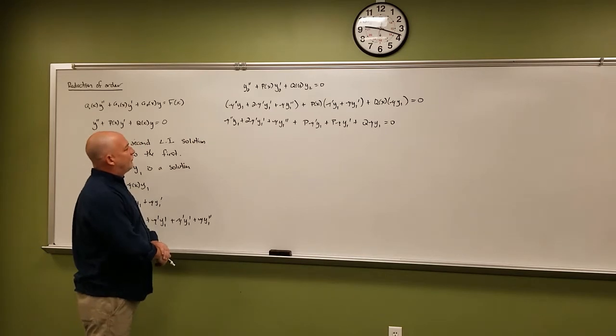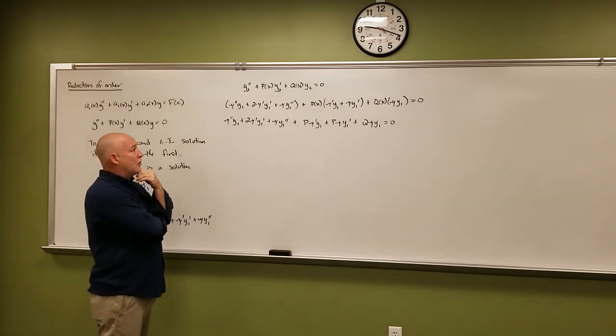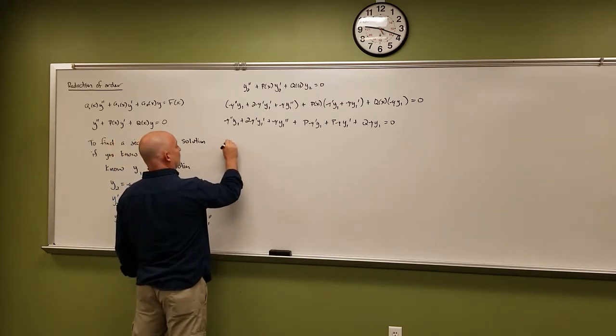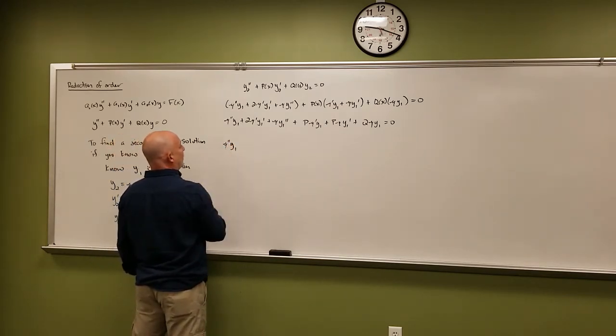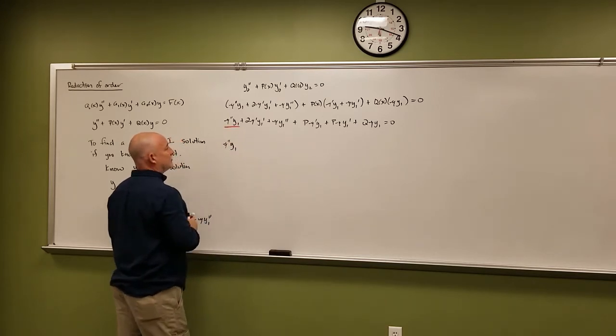Okay, now for simplicity's sake here, let's group by derivatives on mu. Here's what I mean. Let's take a look at this. How many mu double primes do I have? I have mu double prime y1. Well, that takes care of all the second derivatives of mu.